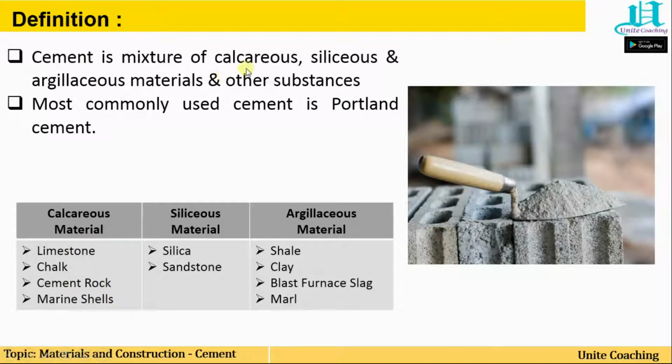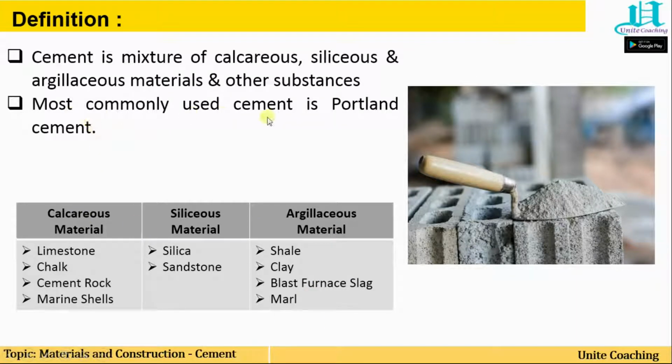So cement is a mixture of first calcareous materials, then we have siliceous material. Now which is siliceous material? Simply silica and sandstone are the siliceous materials. Then argillaceous materials, as it is a mixture of calcareous, siliceous and argillaceous. So argillaceous materials are shale, clay, blast furnace slag and marl. So cement is a mixture of all these materials.